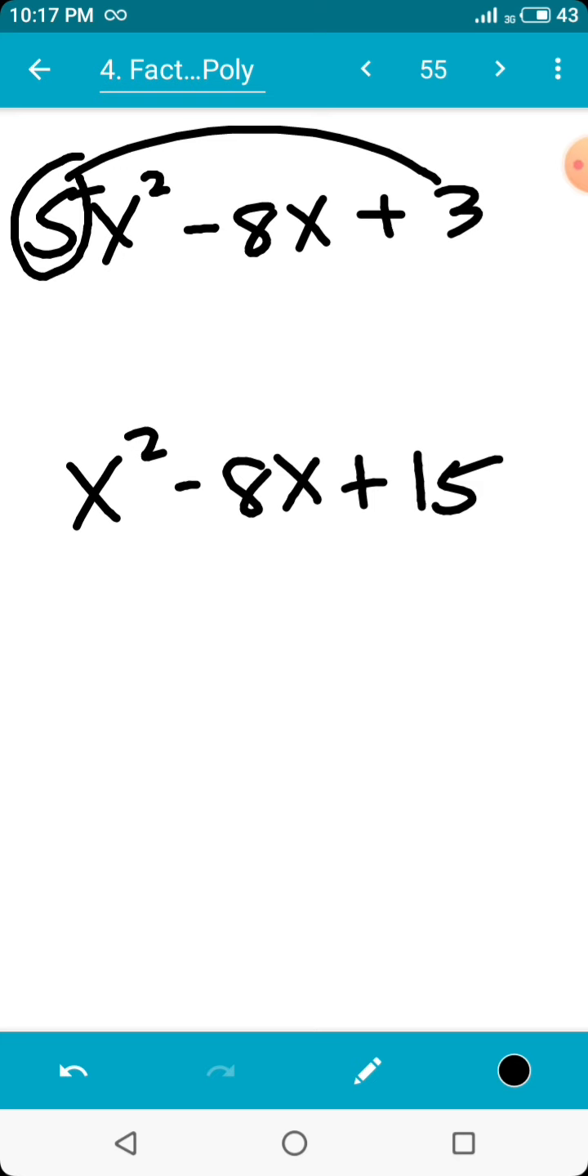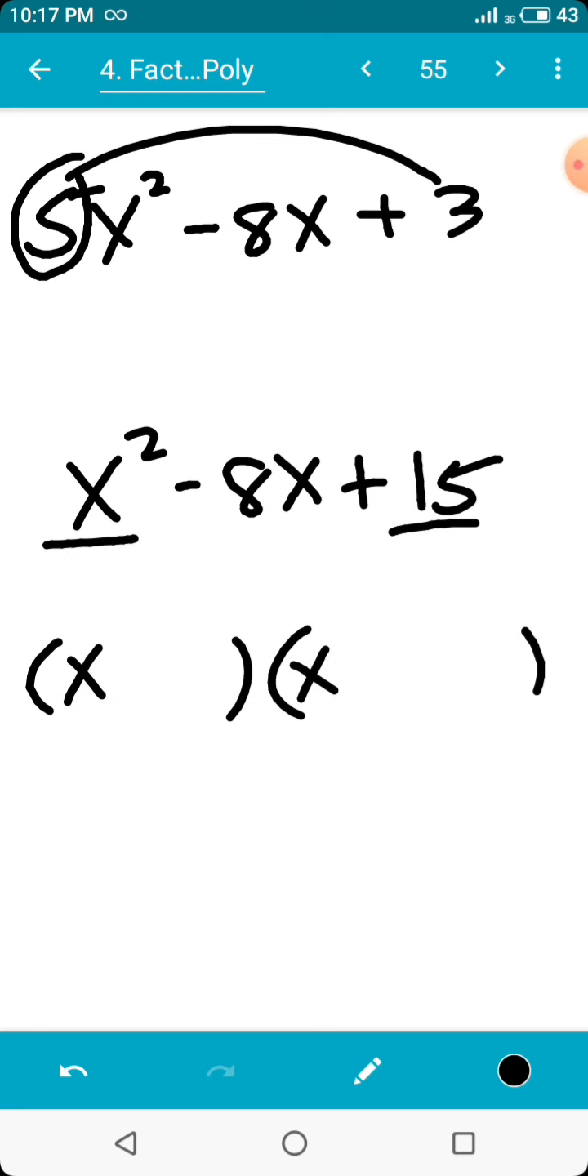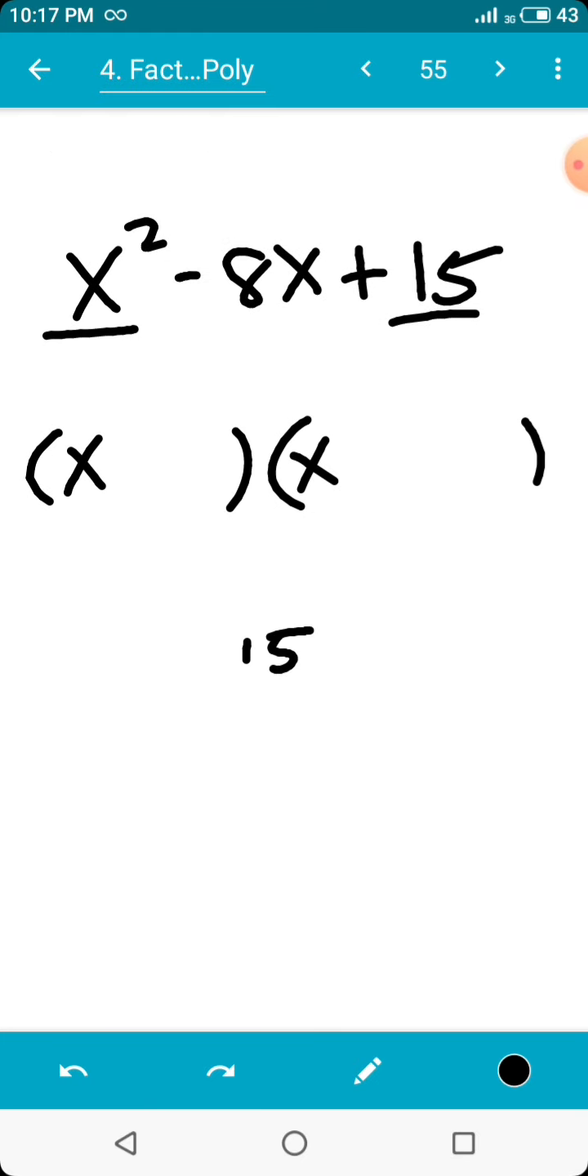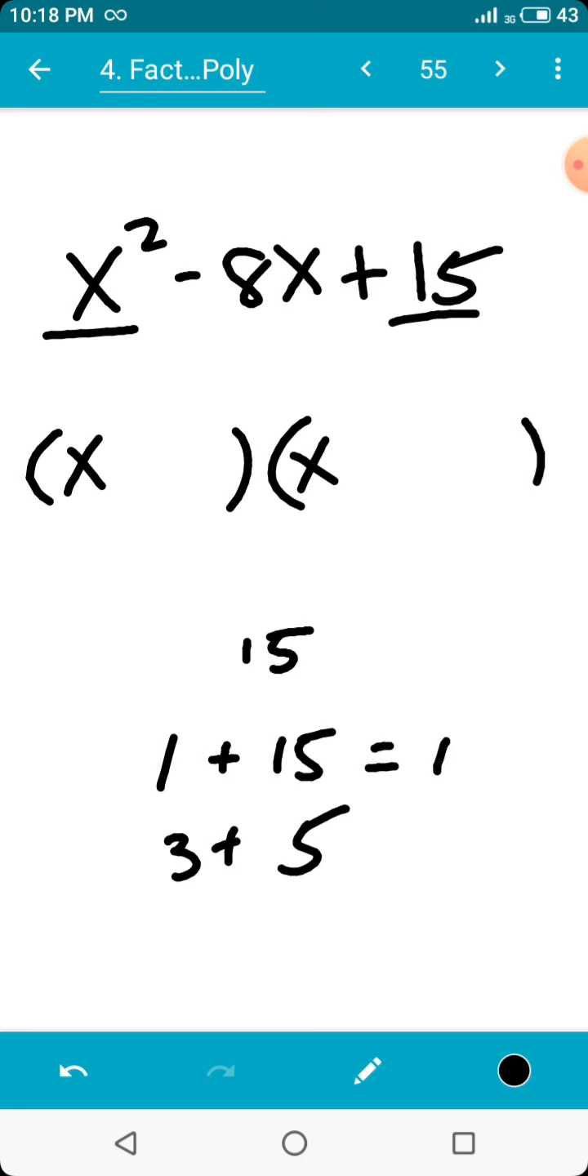Okay? So, yung next na gagawin natin is yung ginagawa natin na normal. So, kunin natin yung factor ng x squared, that is x times x. And then, yung factors ng 15, na dapat pag pinag-add natin, ang lalabas ay negative 8. Okay? So, let's say 1 and 15, 3 and 5. Okay? So, add natin. So, pinag-add natin to, that is 16. Ito naman, 8. Ang kailangan natin ay negative 8.